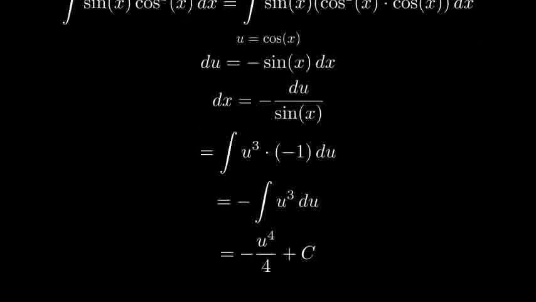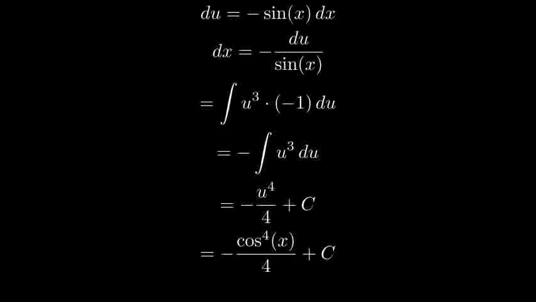As we know, the power rule of integrals gives us u raised to the next higher power n plus 1 divided by n plus 1, so this becomes negative u to the fourth power divided by 4, plus a constant of integration. Now, we can substitute back in terms of x rather than u, since u was chosen to equal cosine of x. So our final integral solution is negative cosine raised to the fourth power divided by 4, plus a constant.